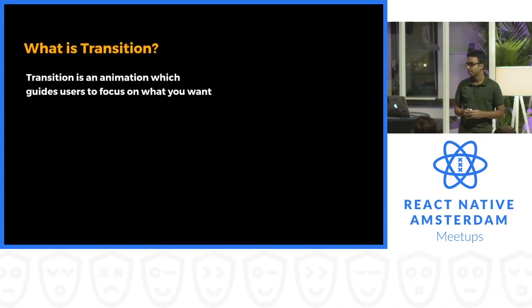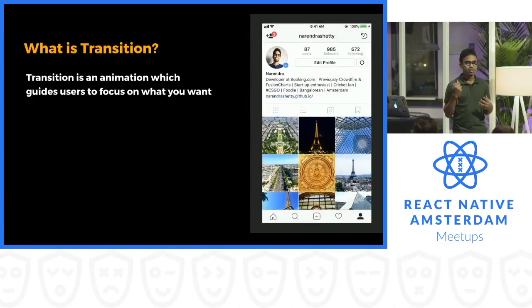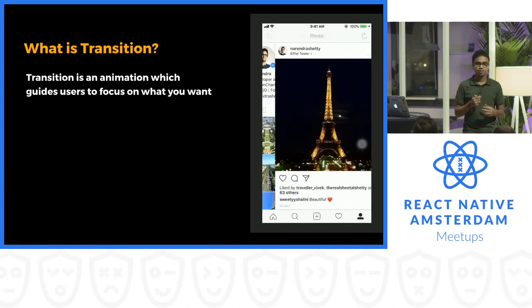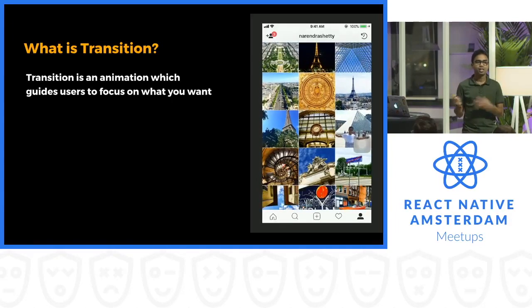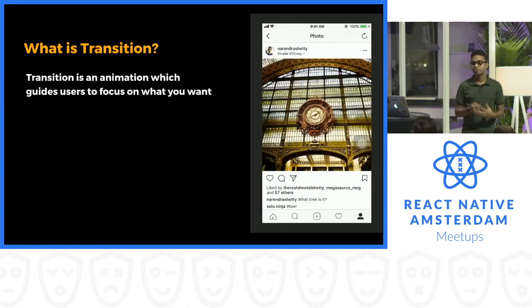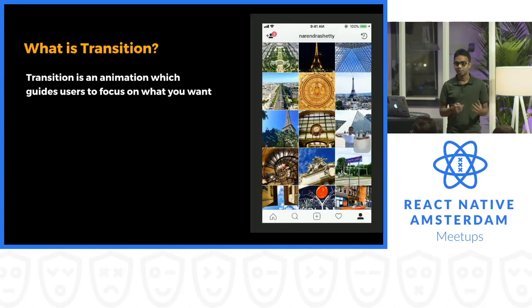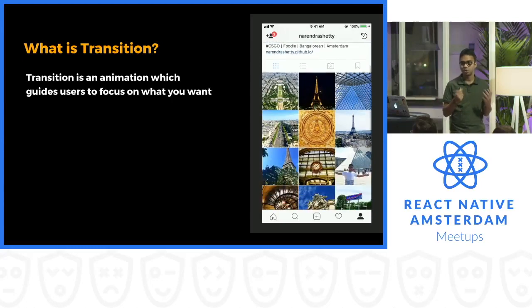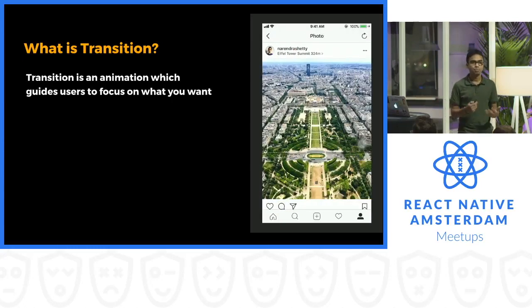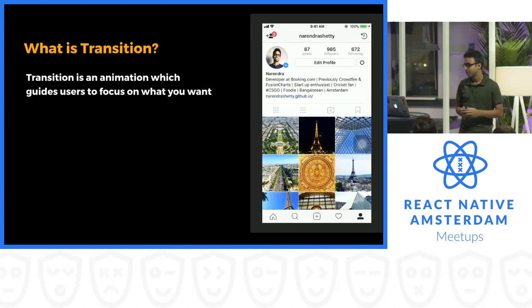To give you an example, this is my Instagram profile, which is the profile screen, and when you click on any of the images, it takes you to the photo screen, right? The way the image is being transitioned into the screen makes you focus on that particular item, and when you hit the back button, it goes back in reverse. So it gives you the context on what you need to be expecting when you hit the back button, right?